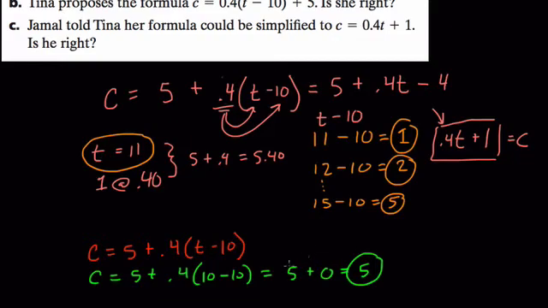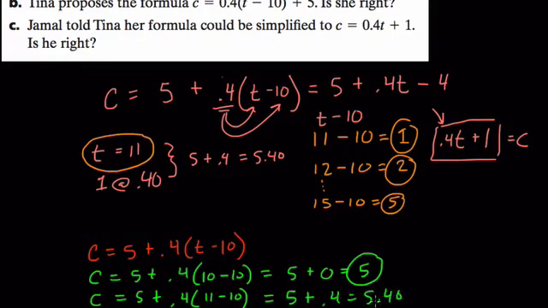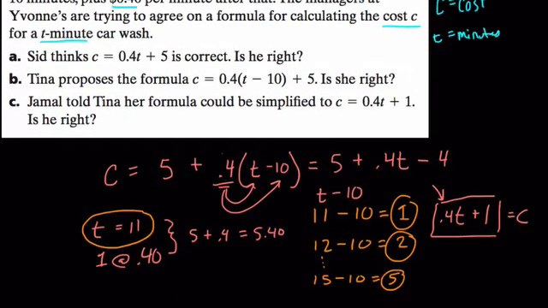So it does work. And if we try, let's say, 11, just to confirm, we'd get 5 plus 0.4 times 11 minus 10, which is exactly what we got before when we started this problem out, which is 5 plus 0.4 times 1, or 0.4. That's $5.40 for that 1 minute beyond 10 minutes. So let's look at the question now.